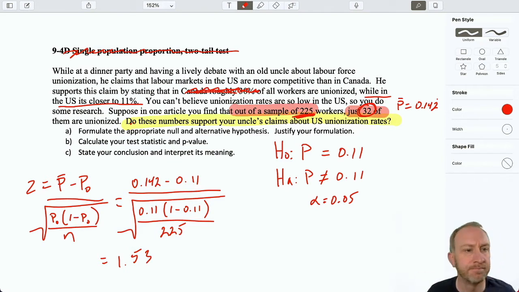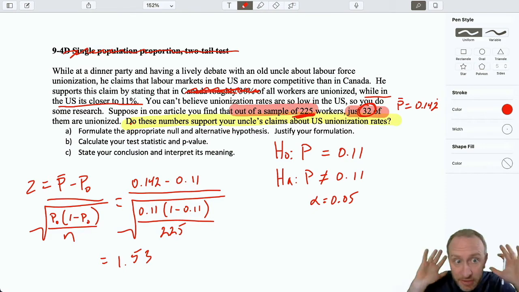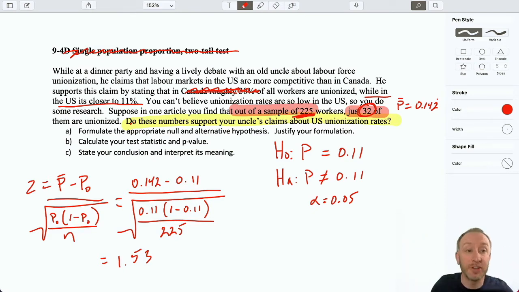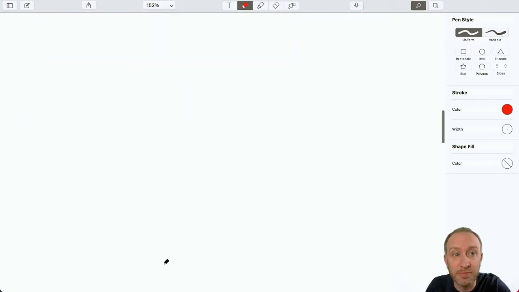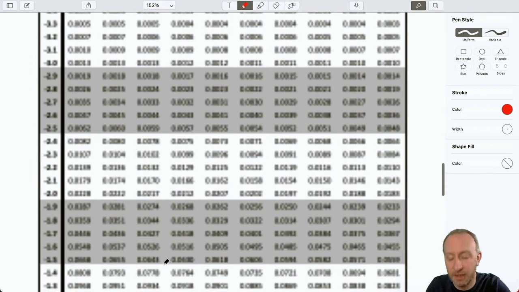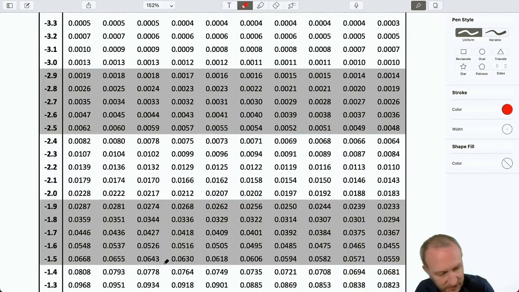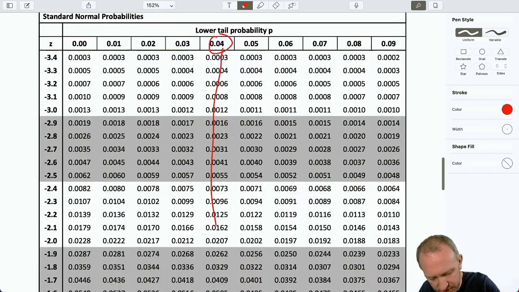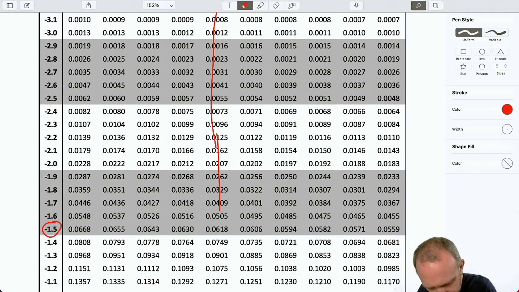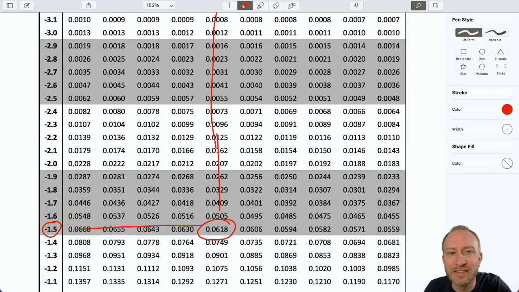Next step, same as always. You guys are probably experts on this process now. So I take my Z score, I scroll down to my Z tables, I look up 1.54, here's 1.5 and 4, follow that down, and I have 0.0618.